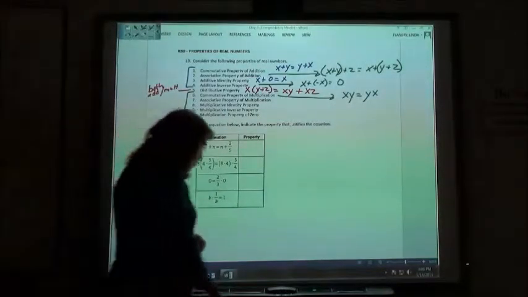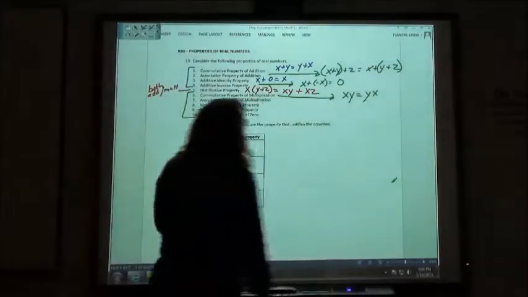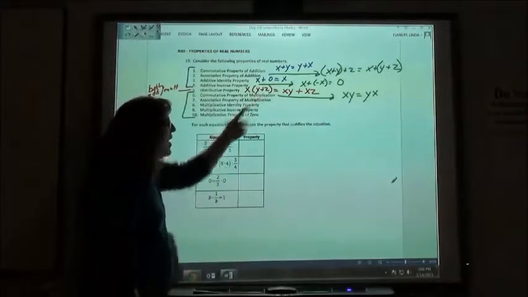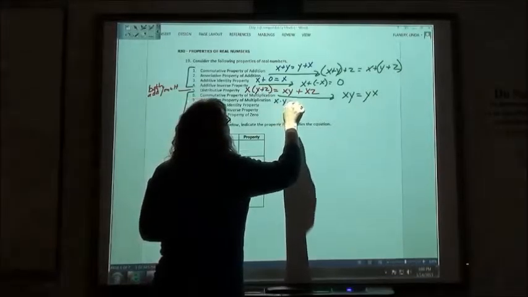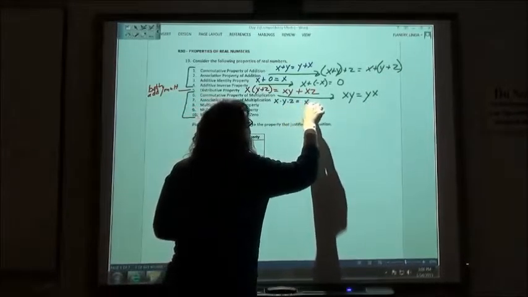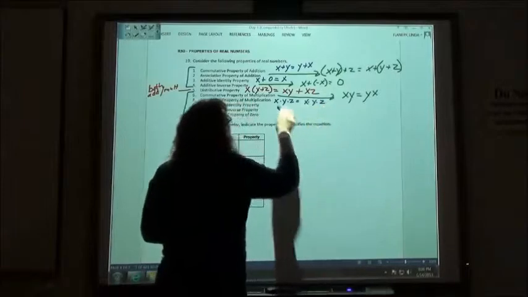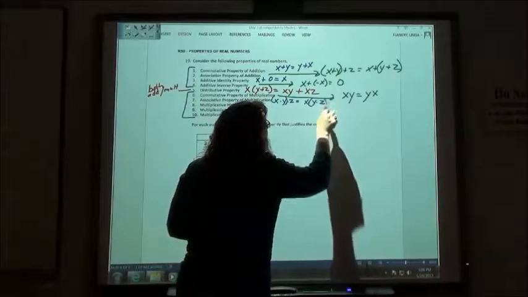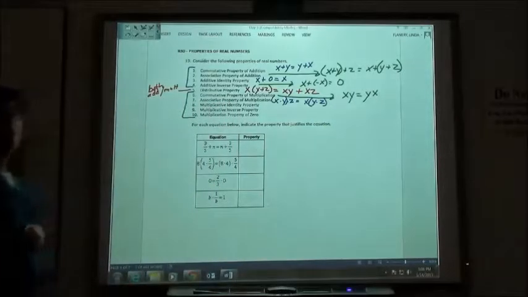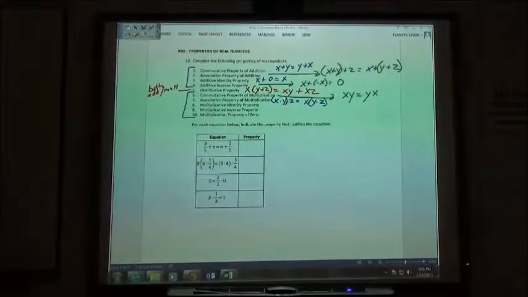My associative property is where I move my parentheses. So instead of adding, I'm going to multiply. If I have x times y times z and x times y times z, one might have parentheses around the first two, and the other one might have the parentheses around the other two. Now with the multiplying, sometimes they put the dot in there for multiplying. Sometimes they don't put a dot in there because you don't really need it.